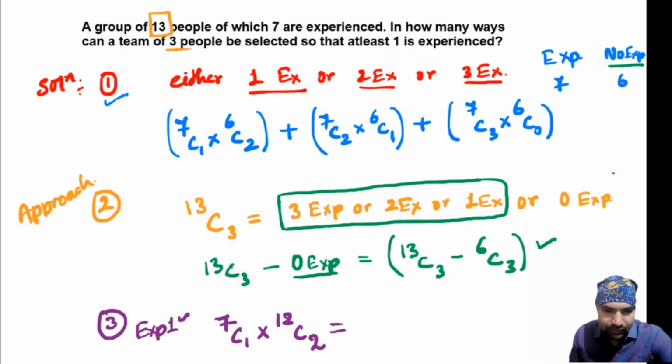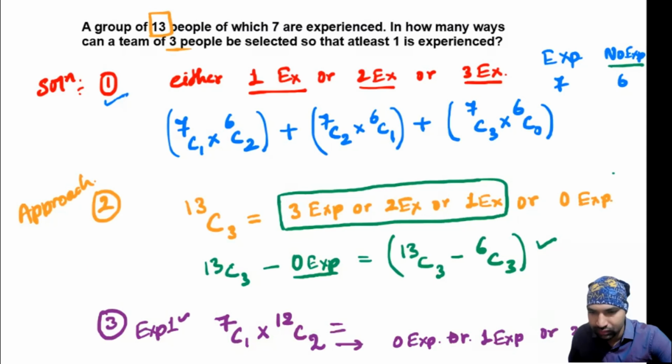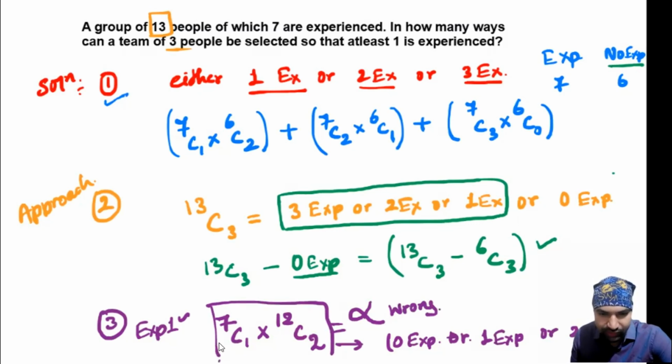These 2 guys out of 12 could be 0 experienced, or one experienced and one non-experienced, or both experienced. These are the three possibilities, isn't it? But this approach is wrong. So if you could explain why this statement which I have written over here is wrong, and if you have understood, that means you have grasped the concept of permutation and combination.